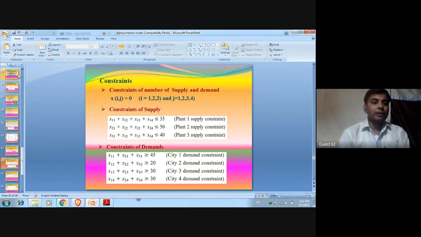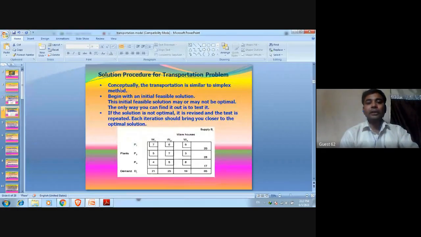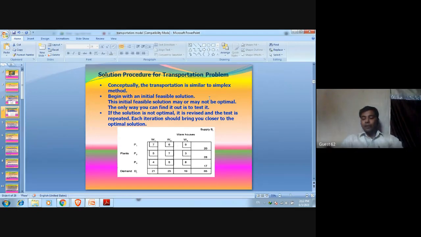So that is why I am telling you that this is a special kind of simplex method. So here conceptually the transportation is similar to the simplex method. Now begin with an initial feasible solution. We have to find the basic initial feasible solution from the given transportation problem. This initial feasible solution may or may not be optimal. The only way you can find it out is to test it.